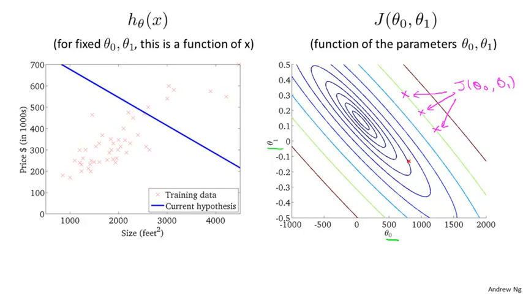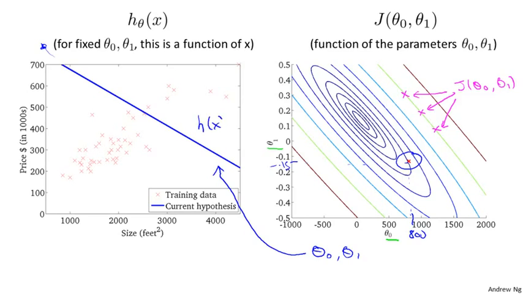Over here, I have a particular point. And so this is with theta 0 equals maybe about 800, and theta 1 equals maybe about minus 0.15. And so this point in red corresponds to one particular pair of values of theta 0, theta 1. And they correspond, in fact, to that hypothesis. With theta 0 about 800, this intersects the vertical axis around 800, and this is a slope of about minus 0.15.